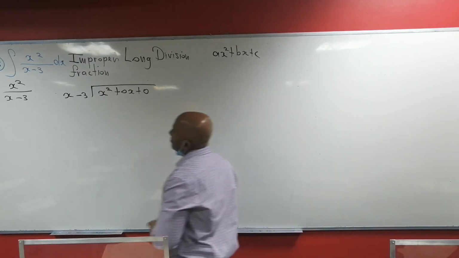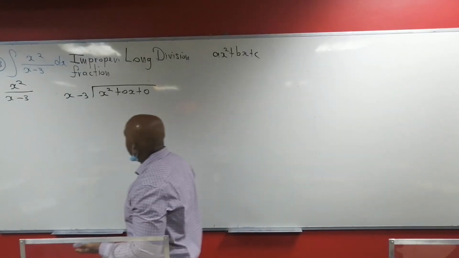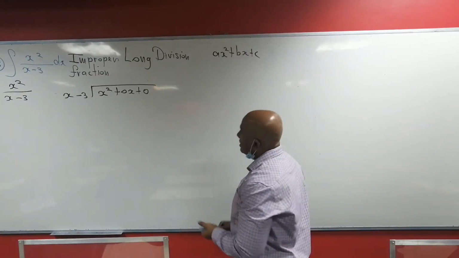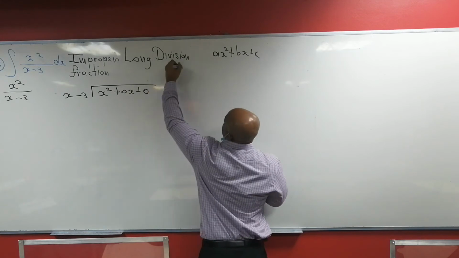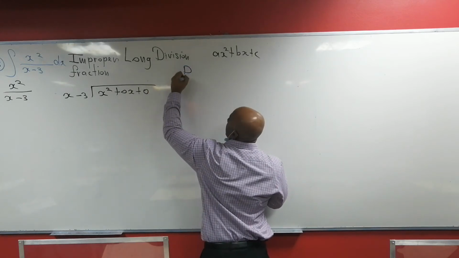Now, with long division, what is the method of long division? Well, you can always check. The method is DMSB.